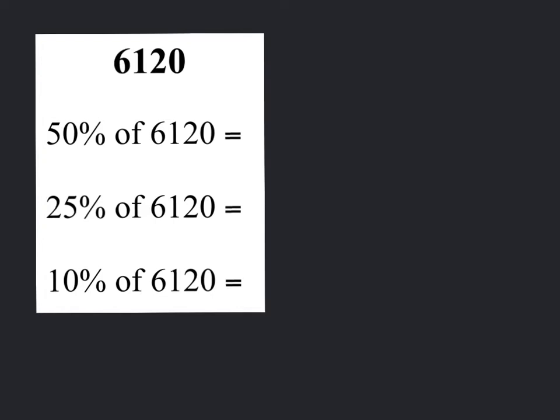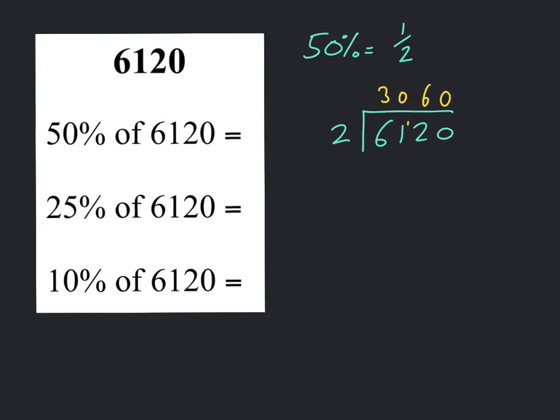If we look at this first example, we have to find 50% of 6,120. Now in your tables, you have learned that 50% is equivalent to a half. So 50% is the same thing as a half. And you know that if you want to find half of something, you divide it by 2. So to find 50% of 6,120, I have to divide it by 2. And that gave me my answer of 3,060.